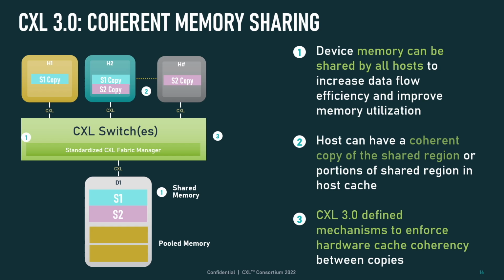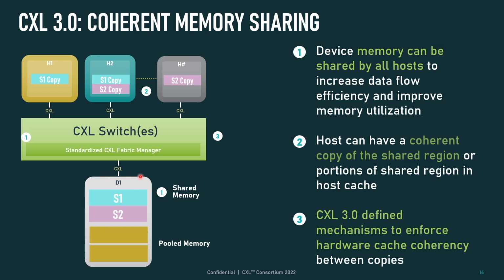So the next thing I want to talk about is the concept of coherent memory sharing. Remember when we talked a little bit about memory pooling, one of the assertions that I made was that in memory pooling, a single slice of memory can at most be assigned to one host at any given time, and not more than one. Memory sharing is fundamentally different, because memory sharing allows for a CXL attached memory region to be allocated to more than one host at the same time.